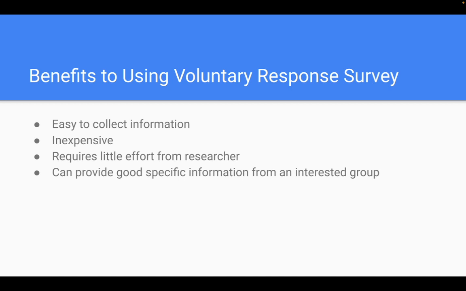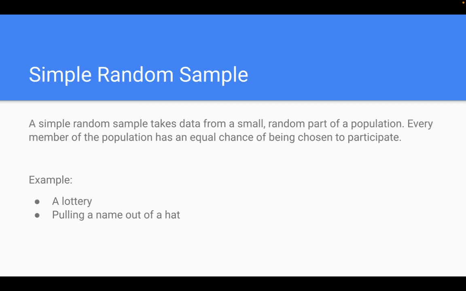Now let's look at our third and final type that we're going to be looking at, which is the simple random sample. Here, a simple random sample takes data from a small random part of the population. Every member of the population has an equal chance of being chosen to participate. Examples of this would be things like a lottery or pulling a name out of a hat.